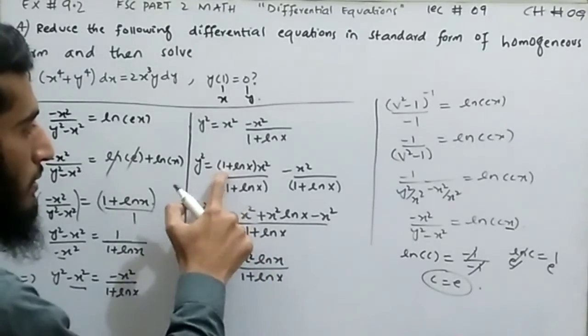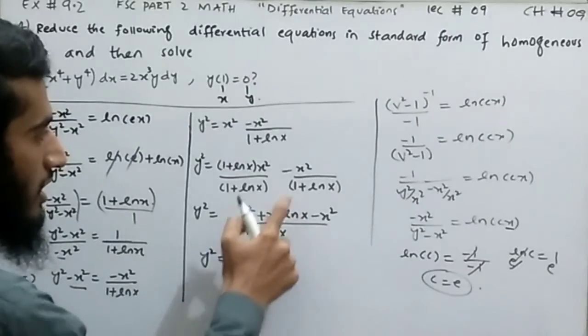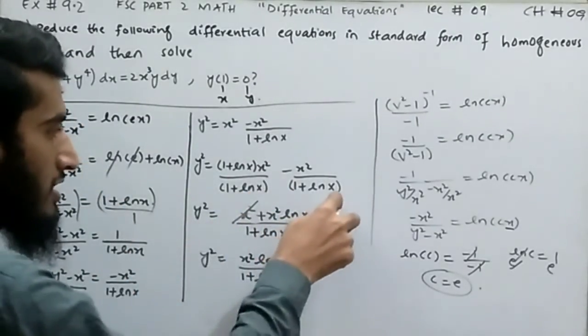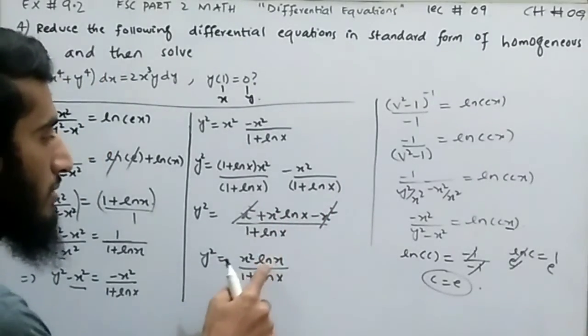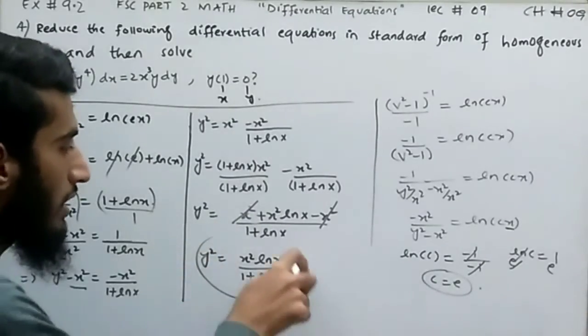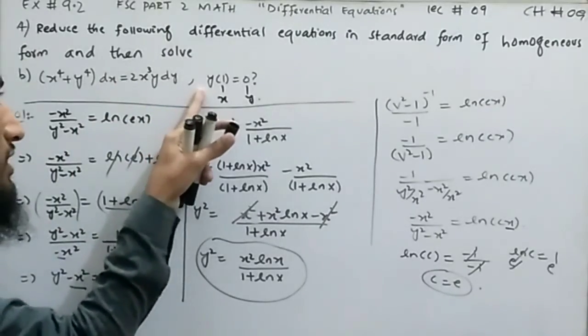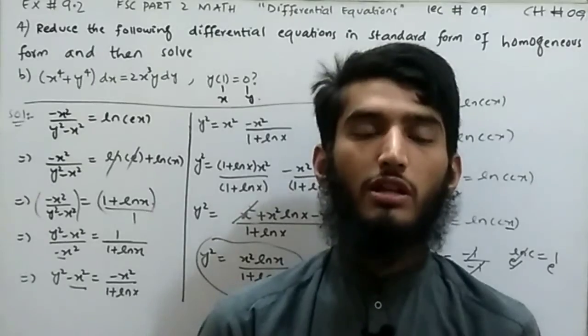In the numerator we are left with 1 into x square gives us x square, ln x into x square gives us x square ln x, and minus x square comes down as it is. So x square and minus x square are the additive inverse of each other, they cancel out with each other. We are left with x square ln x in the numerator, and in the denominator we have 1 plus ln x. So this is the required solution to this homogeneous differential equation with the initial condition y of 1 is equal to 0. So with this question I finish my lecture.